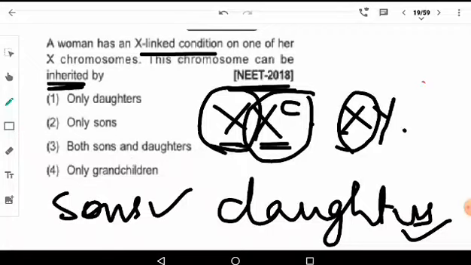Now if the daughter gets this particular chromosome, there is another healthy X chromosome, so XC is going to be recessive and the normal X is going to be dominant. That X is going to be dominant over XC, so she will be a carrier and not a diseased person. But they are asking about inheritance, and inheritance of this diseased X chromosome can be shown by both sons and daughters, so the answer should be 3.